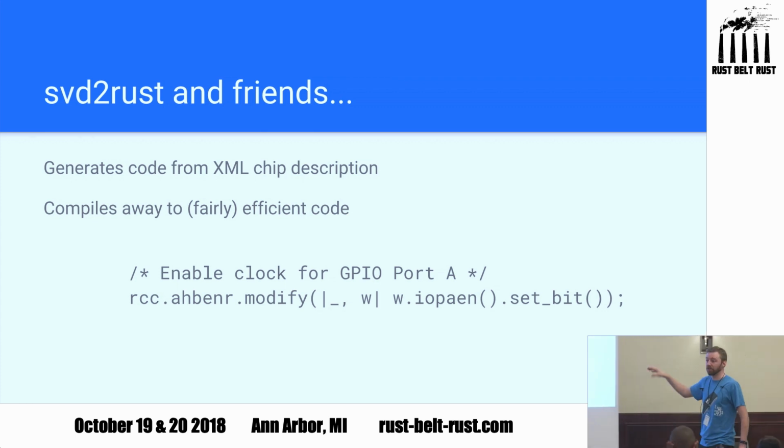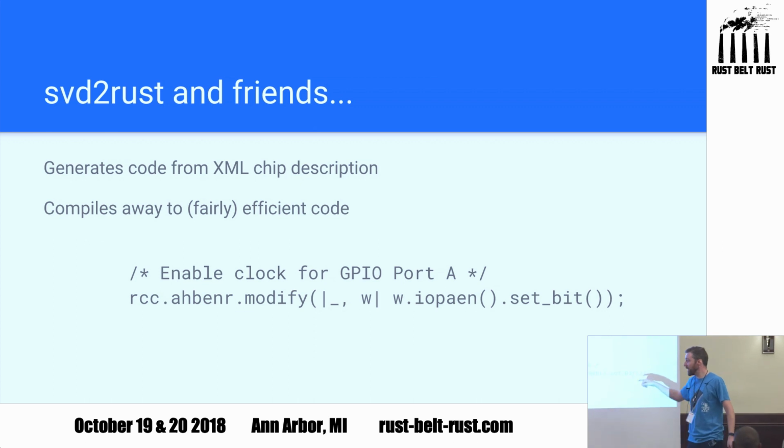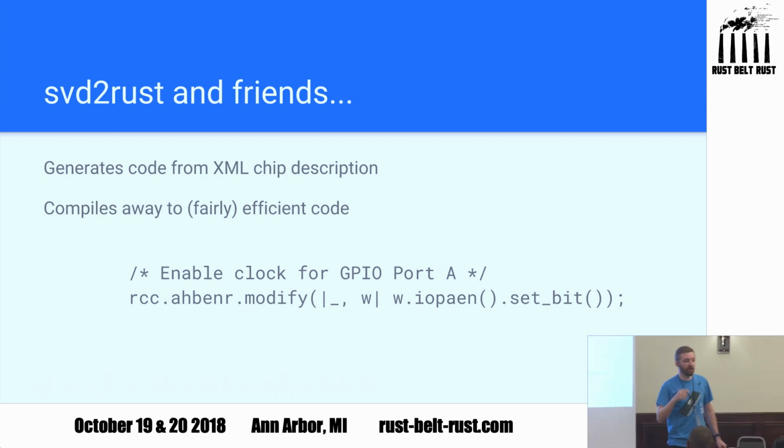Now, that might look like nonsense, but if you read the data sheet, these words, IOPAEN and AHBENR, they all line up with the data sheet. So if you've got the data sheet open, the code you write makes sense compared to what you're reading. And it's impossible to get this wrong. You can't accidentally set the wrong bit because you mistyped a 6 for a 7 like you can when you do this in C. You can't accidentally write a 16-bit value to an 8-bit field. It just won't let you.